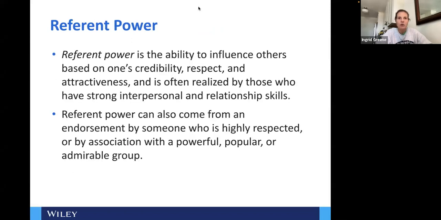Referent power. So this is the ability to influence others based on one's credibility, respect, and attractiveness, and often realized by those who have strong interpersonal and relationship skills. Again, I just think, taking an MBA, you're working a lot on your referent power, you're networking, you're developing your personal and interpersonal and relationship skills. And so they just go really far, right? Emotional intelligence. And I'm hoping that when you graduate from LMU, you will have worked on this quite a bit. It can also come from an endorsement by someone who's highly respected or by association with a powerful, popular, or admirable group, right?